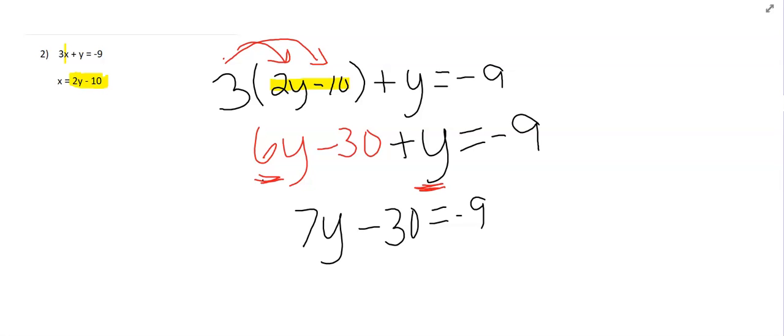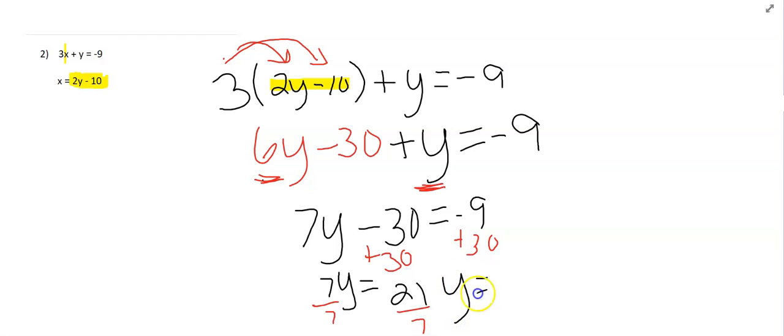Now I can get my y alone by inverse operations, so in the inverse order. So I will add first. That gives me 7y equaling 21, negative 9 plus 30. And then my last step is to divide by 7, and I get y equals 3.